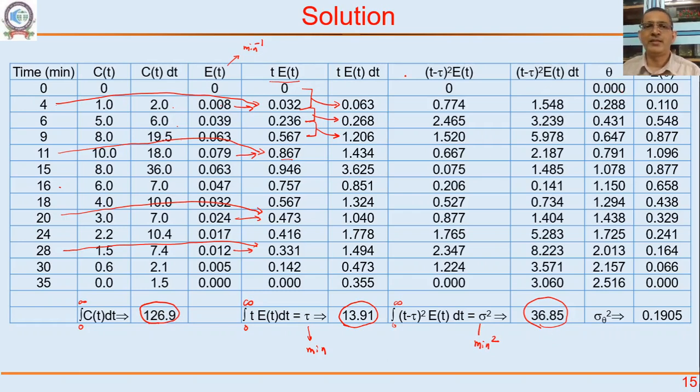Theta is t divided by tau, 13.91. 4 divided by 13.91 will give you 0.288. 16 divided by 13.91 will give you 1.150. That's our theta. E theta is tau times E(t): 0.008 multiplied by 13.9 gives 0.119 and so on. So calculate theta and E theta. Okay. Do this for yourself. Make sure you get these values. Then only go forward. Now plot.